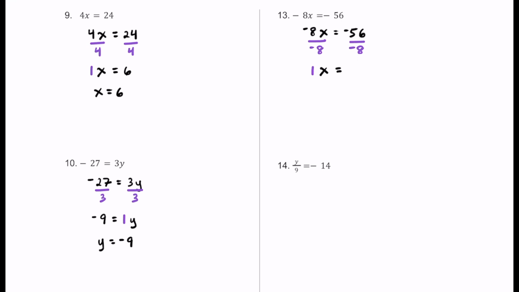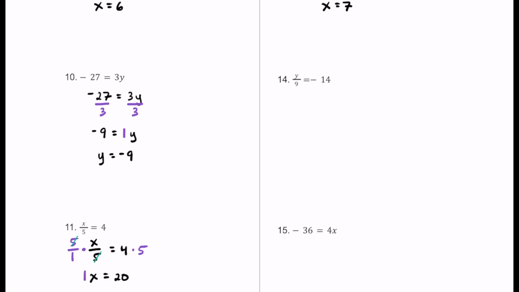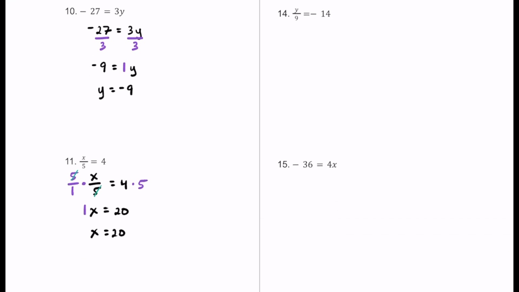And on the right side, 56 divided by 8 is 7, but the opposite of 56 divided by the opposite of 8 is just going to be a regular 7, okay? So x is going to equal positive 7 for this equation. For number 14, we have a division problem. So let's say we have y divided by 9 is equal to negative 14.